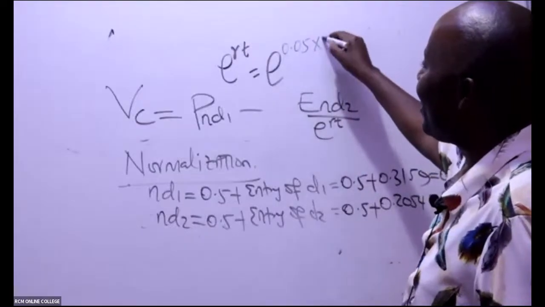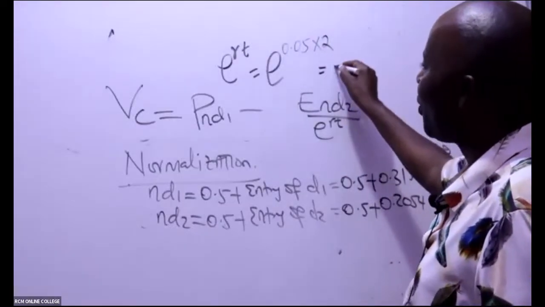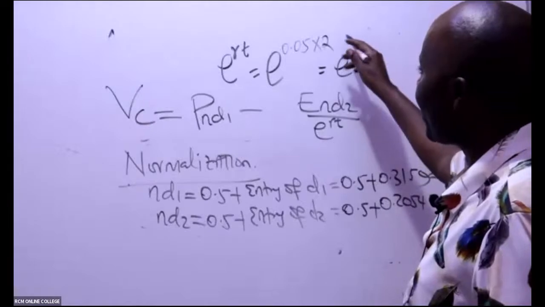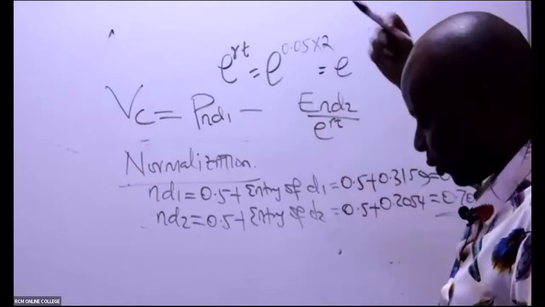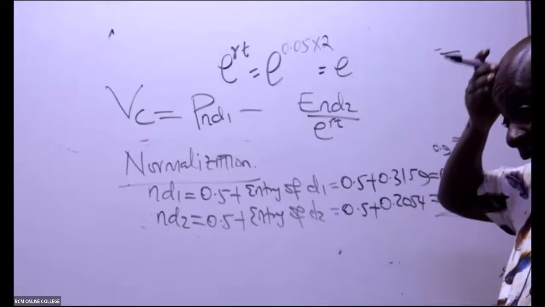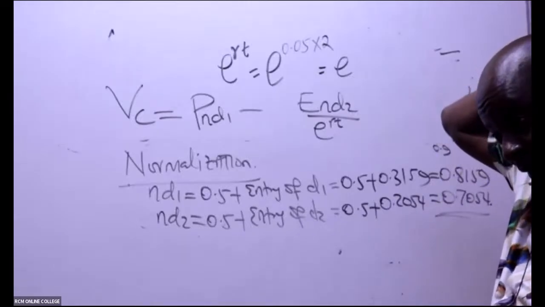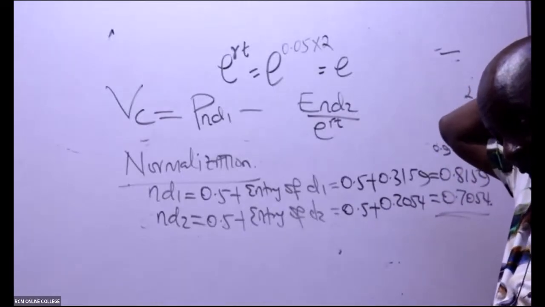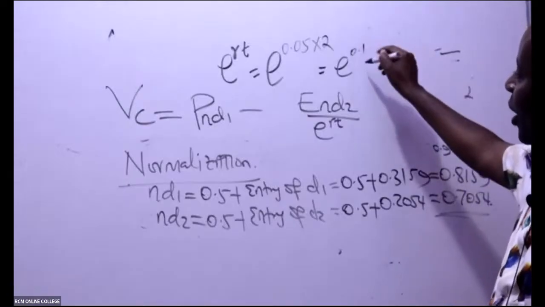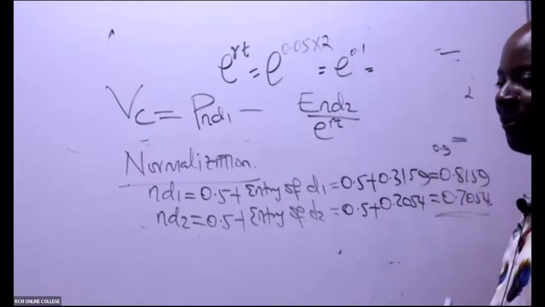0.05 times T, T is 2 years. So then this will be E raised to what here, somebody please? What is 0.05 times 2? We don't want to guess things. We are now tired. Is it 0.1? 0.1. So are you able to do this in your calculator?